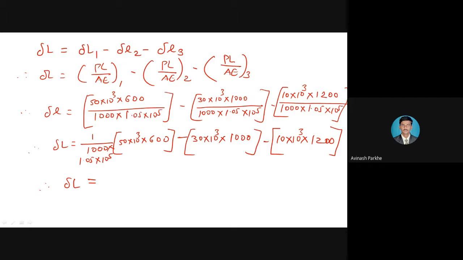Do the calculations fast. Delta L1, delta L2, delta L3. Find out separately. And then at the end, you put it into the formulas. Delta L1 minus delta L2 minus delta L3. Do the calculations in your notebook.